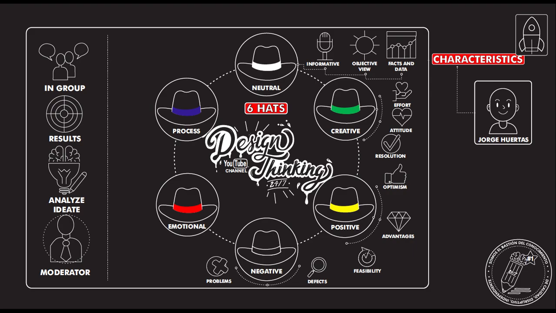Then you will have the red one. The red one is the emotional one. Here you will be looking for sensations, you will see a state of emotions, and you will share all the feelings that the situation makes you feel, and you will share it with all your group.